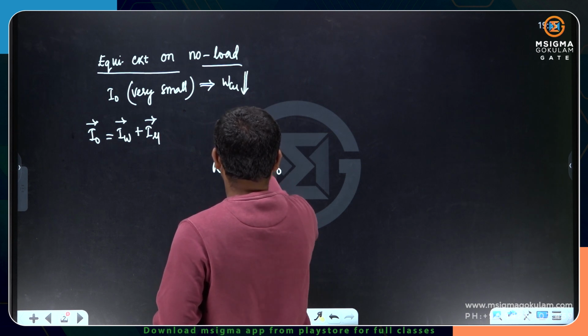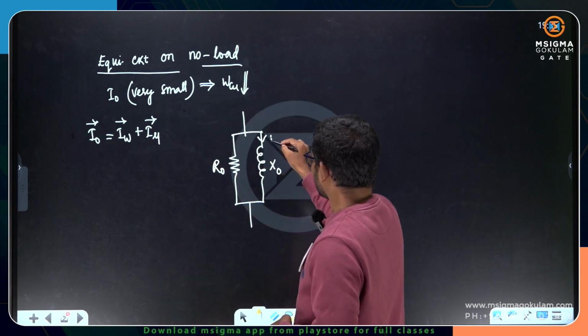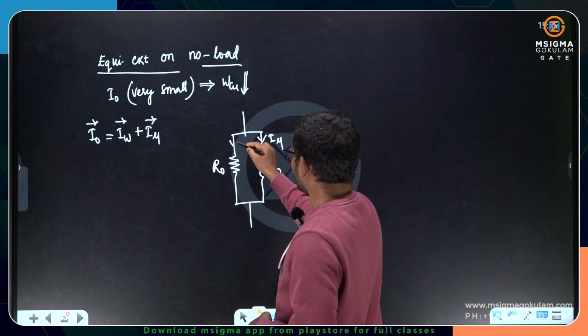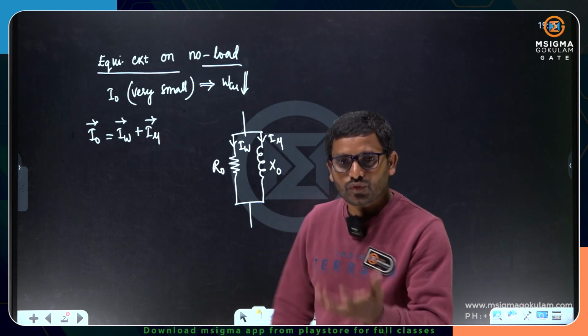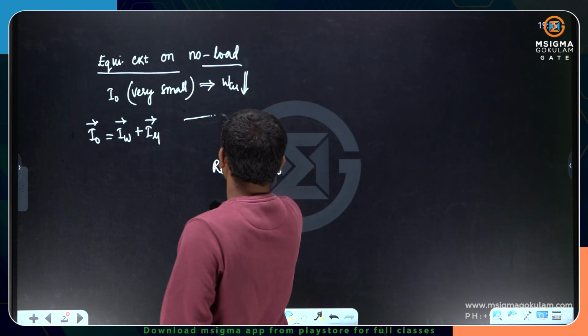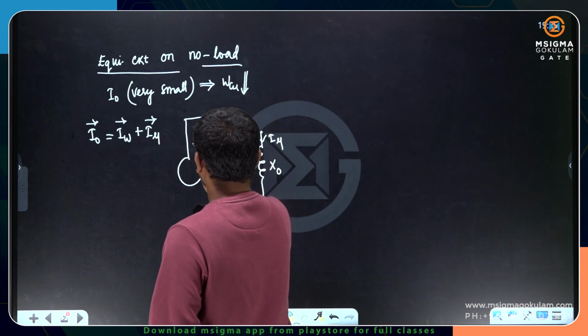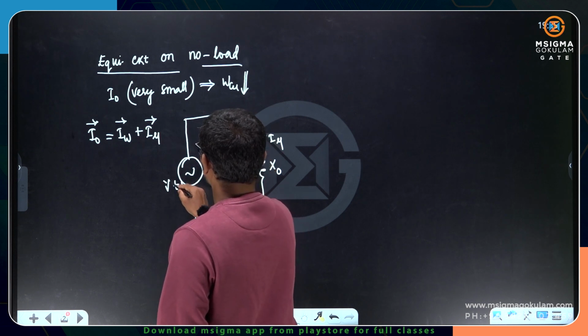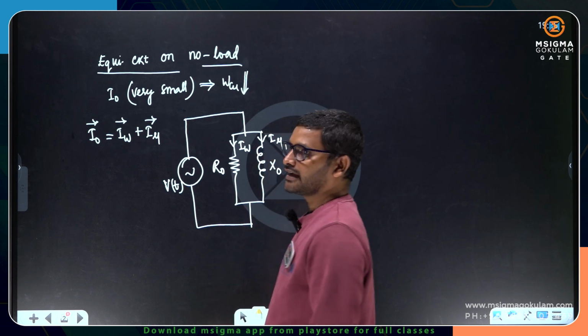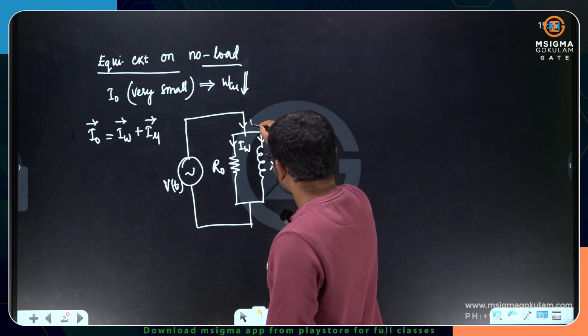Now the current here is the magnetizing component of current, and here the current is the working component of current. Who will drive the current? The source voltage only. So I can keep the voltage source across this one. This is the source voltage V of t. And the combination of these two currents is going to be I naught.